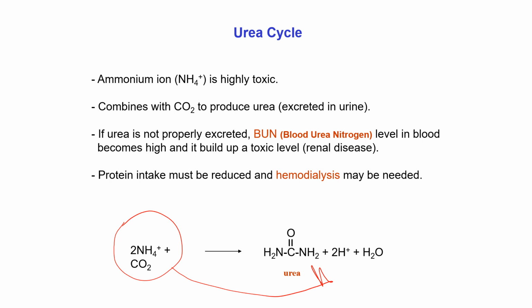It can produce many abnormalities in our body. So naturally, this toxic ammonium ion, after combining with carbon dioxide through the urea cycle and through the kidney, is excreted from our body. But in case of renal disease, that means a person suffering from kidney disease, whose kidneys are not functioning properly, their blood urea nitrogen level increases day by day. As their kidney is affected, they cannot filter the blood.